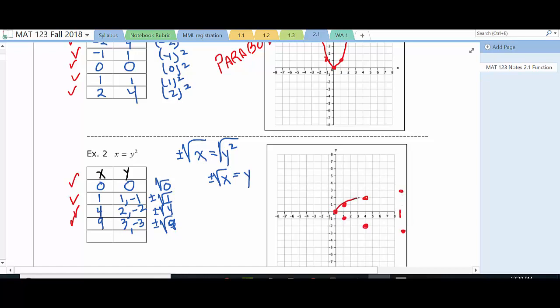Like that. So what your graph would look like would be like that. Okay, that would be the graph. So what do you notice? All it did was rotate it about 90 degrees to the right. That's because of where the square is. Okay, so that's how that goes.